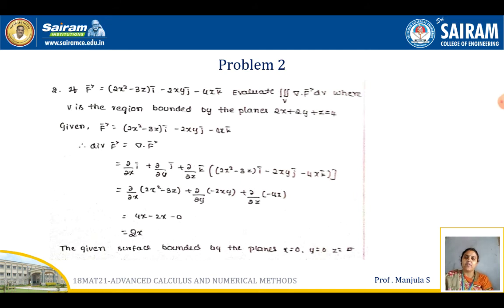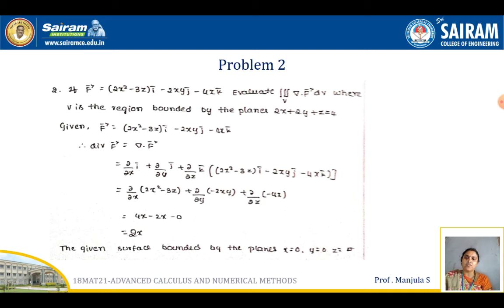If vector f is equal to 2x square minus 3z into i cap minus 2xy into j cap minus 4x k cap, evaluate the triple integration over v of del dot vector f dv, where v is the region bounded by the plane 2x plus 2y plus z, which is equal to 4. Here clearly they have given the vector f. The given vector f equation you just write, that is 2x square minus 3z into i cap minus 2xy into j cap minus 4x into k cap.